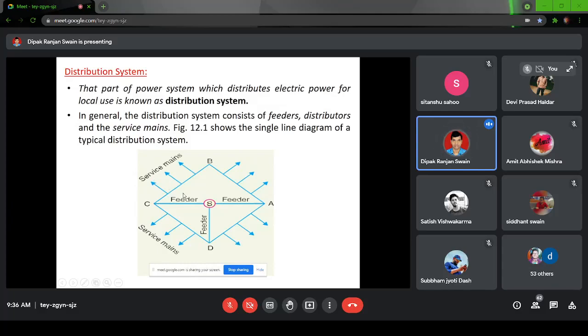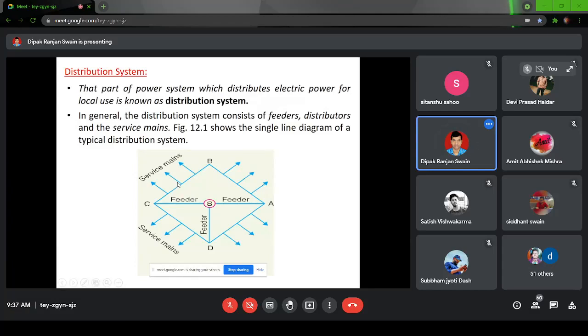So I can say a feeder is a conductor which connects the substation to the distribution, and generally there are no tappings in the feeder. That is the difference, because sometimes it is asked what is the difference between a feeder and a distributor. What about the service mains? The service mains, as I have told, is the last conductor which connects the supply system to your house.